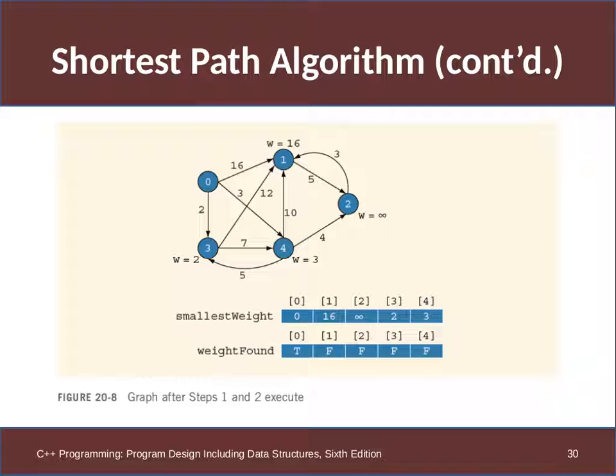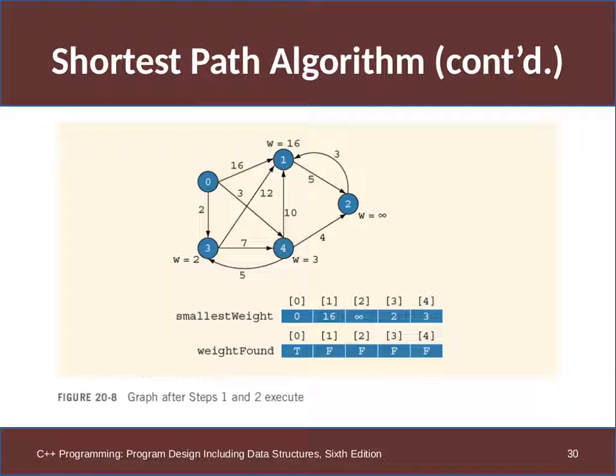Weight found is just to keep track of what nodes you have visited. I think it makes more sense to just call it visited. Since you visited 0, you just mark that as true, and then you update smallest weight. What you do next is you go to the next node that has the smallest weight that you haven't visited. Which node would that be? 3. Okay? So you would visit 3 next because it's the smallest.